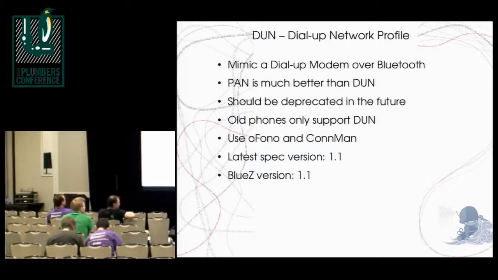So, I've implemented that part. We have discussed that problem: what happens if you have a phone which supports both profiles at the same time? Where do you do the selection? We ended up discussing back and forth, and currently we have not solved it. Which is to expose it to user space, PAN and DAN at the same time.